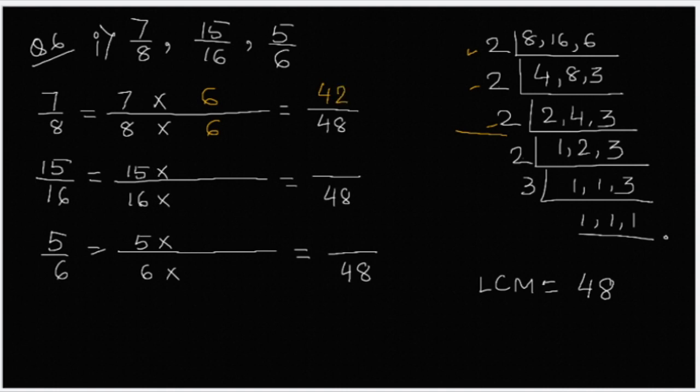16 into how much is 48? That we know, that's 3. So it's quite simple. So this will be 45. And 6 into 8 is 48. So 5 into 8, that is 40. So now that you have all of them, you can simply write down in the order. Now in question number 6, you have to arrange in the ascending order. Ascending order means you are going up, so it is minimum to maximum. So which is the minimum? The minimum is 40 by 48.